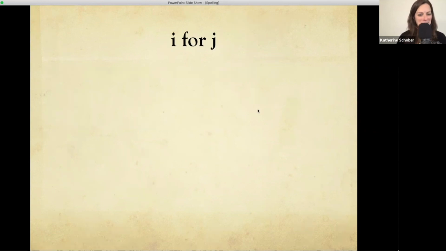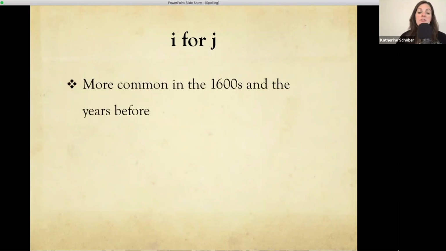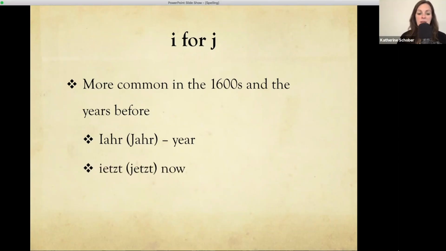This one is really far back in the past. I've only seen this in the 1600s and before, and that is an I for a J at the beginning of words. So you may see Jahr with an I. I don't even know how to pronounce that. I'm guessing the same as Jahr, meaning year. So you might see that written with an I instead of a J. The word jetzt, if you'll remember, means now. Today spelled with a J, sometimes seen with an I way back in the 1600s.